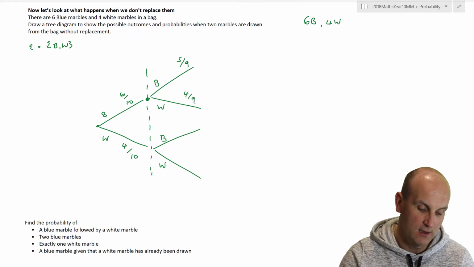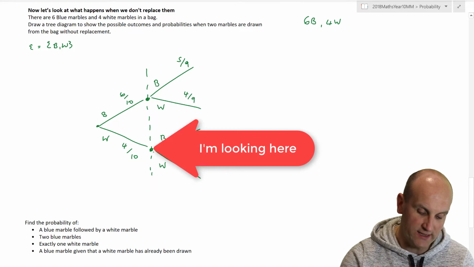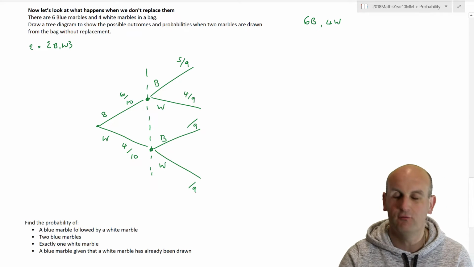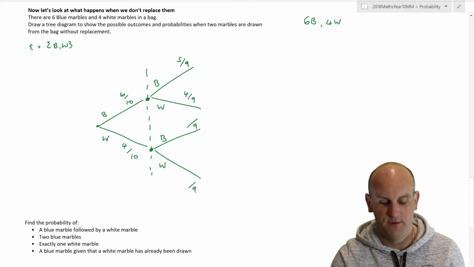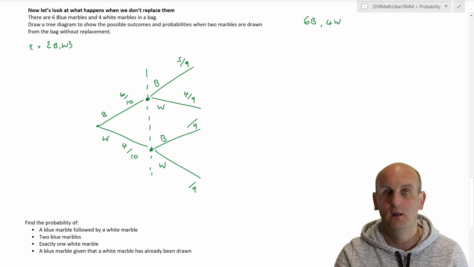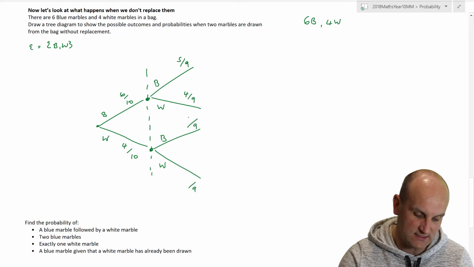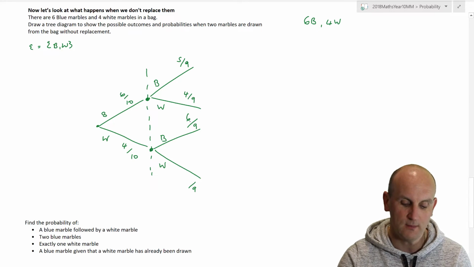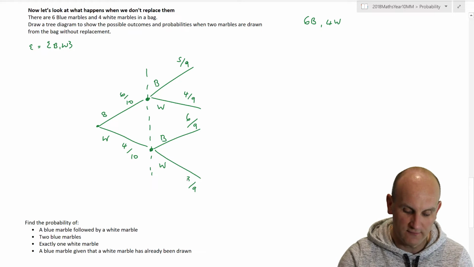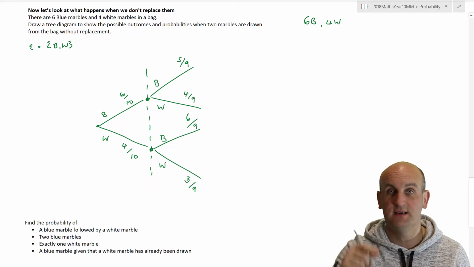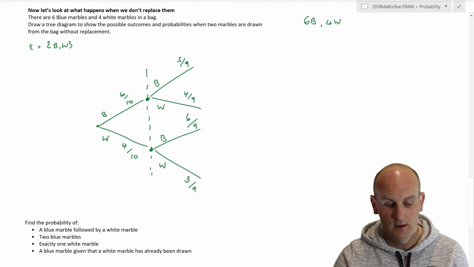I'm happy with that. I'm now here, I've taken a white out. I've now got 9 marbles left. And actually I'm going to write those in first because that's sort of the complicated part. I've taken a white marble out. How many blue marbles do I have in my bag still? I have 6. And in this situation, I would have 3 over 9. Do those 2 fractions add to make 1? Yes, they do. I'm very happy.